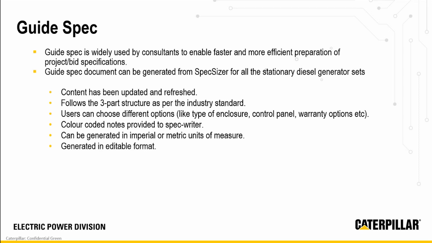You can choose to generate the enclosure description for a particular option. So let's say if your requirement is the sound attenuated option, you can choose that particular option, and then only the description for the sound attenuated enclosure will get printed in the enclosure section. You can also generate the guide spec document in both imperial or metric units of measure. And lastly, the document is generated in an editable Word format.